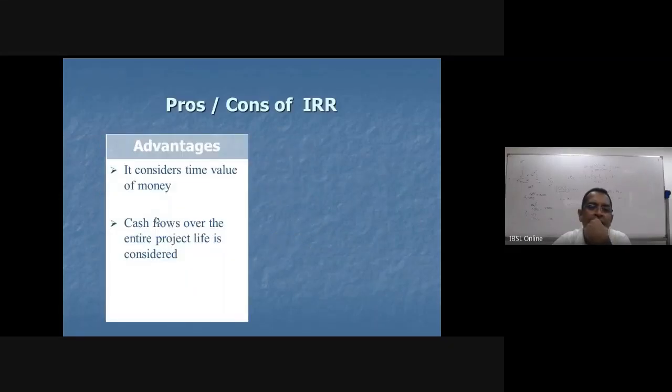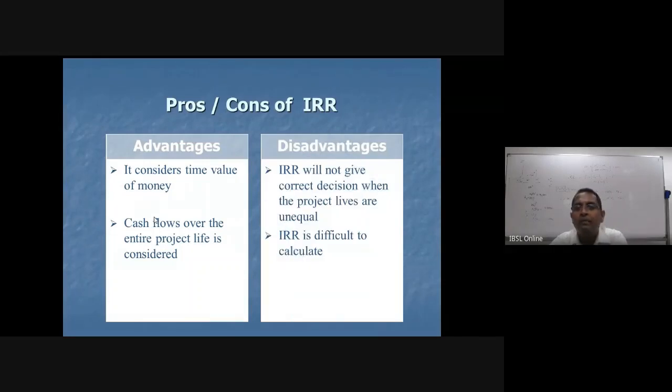It considers time value of money. Cash flows over the entire project life is considered. Disadvantage, IRR will not give correct decision when the project lives are unequal.